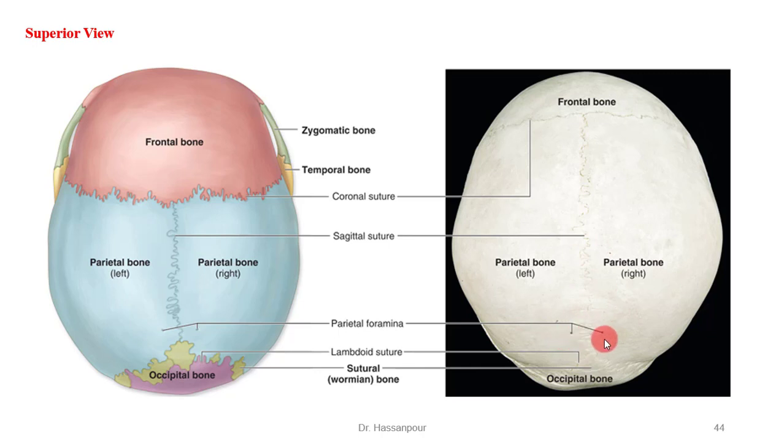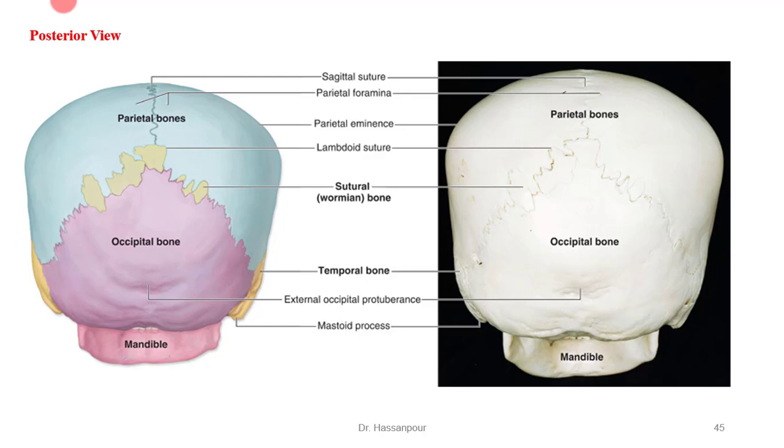Along the posterior one-third of the sagittal suture is either a single parietal foramen or paired parietal foramina, which serve as the passageway of small veins between the brain and the skull. The lateral surface of each parietal bone exhibits a rounded, smooth area called the parietal eminence. The superior part of the lambdoid suture represents the articulation of the occipital bone with both parietal bones.